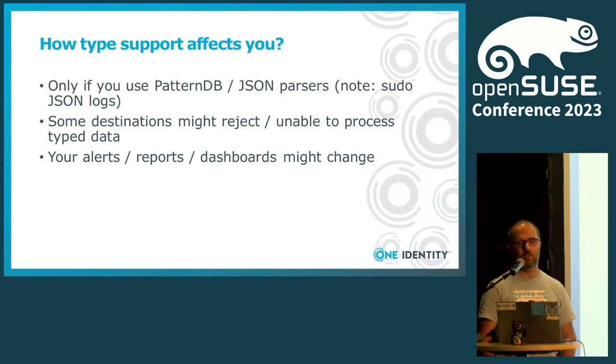Some of the destinations might reject or be unable to process the log messages with proper type information. I mean, previously they received text fields in name value pairs, so they expect that they will receive text data in the future as well. It could also mean that your alerts or reports or dashboards do not work exactly the same way as earlier. As previously they received text, and now they receive proper integers or floating points or booleans or lists. The good news is that in most cases it also means that previously it didn't work correctly, and now it can work correctly.